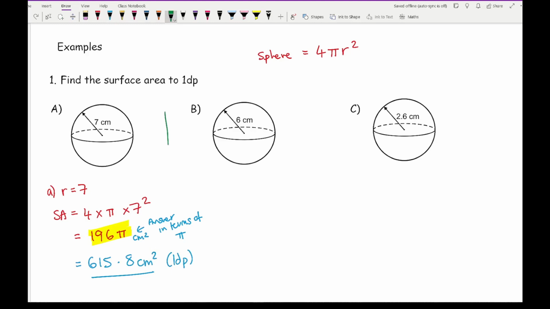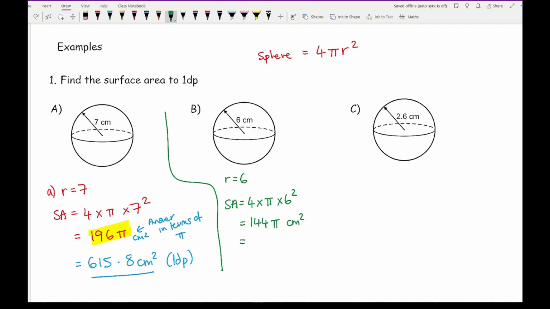So then moving on to B, exactly the same. So again, I write down what information I've been given. So I know the radius is 6. So then substituting it into the formula, I get the surface area equals 4 times pi times 6 squared. And then we just type that in. So 6 squared is 36. So 4 times 36 is 144. So it's 144 pi, and that's centimetre squared.